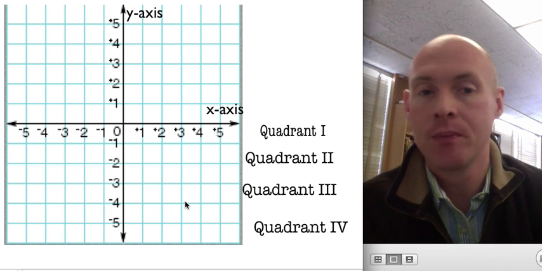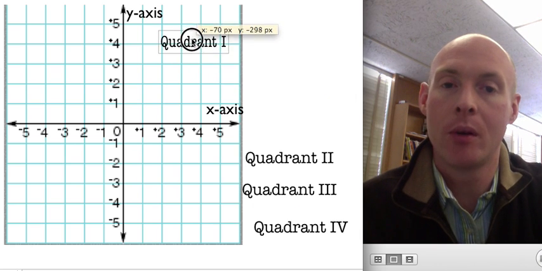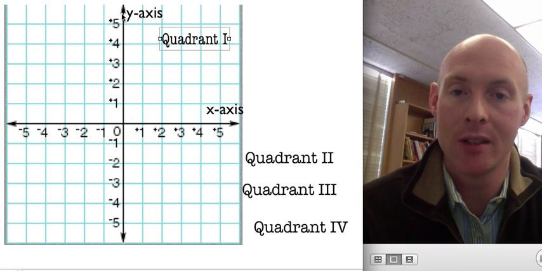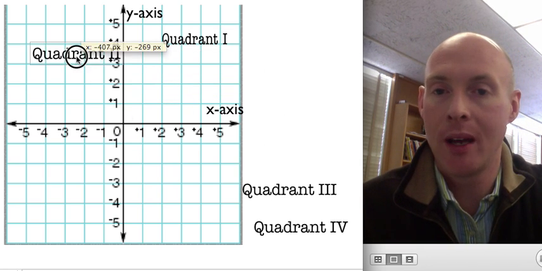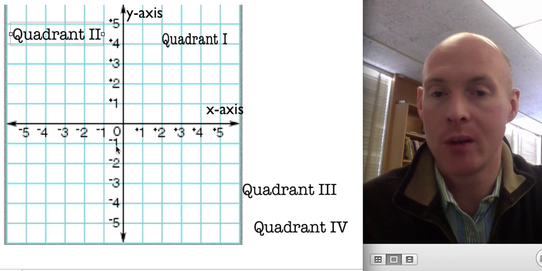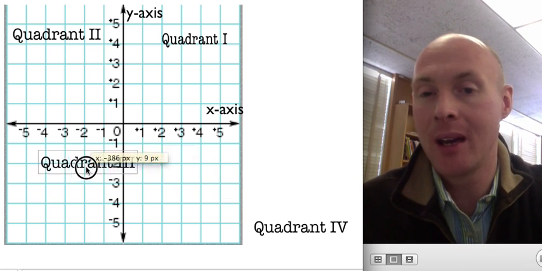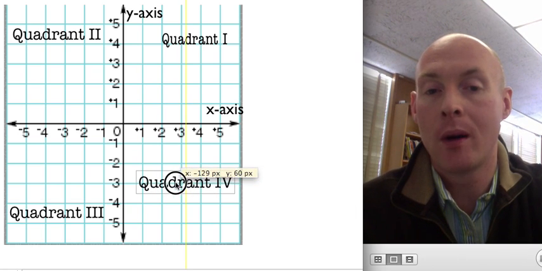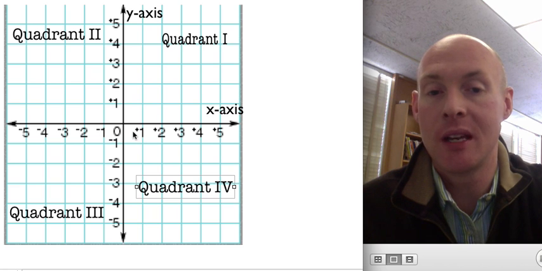call quadrants. Quadrant 1 is located in the upper right-hand side. You'll notice that it is a positive x and a positive y. Quadrant 2 is located in the upper left-hand side. You'll notice that it is a negative x and it is a positive y. Quadrant 3 is located in the bottom left-hand area. It is the negative x and it is the negative y. Quadrant 4 is located over here, which is the positive x and negative y.